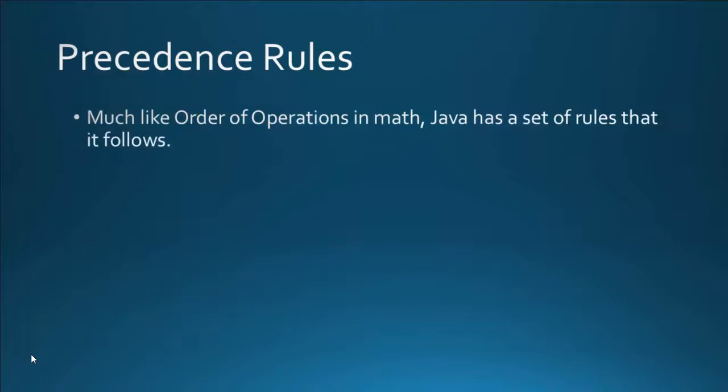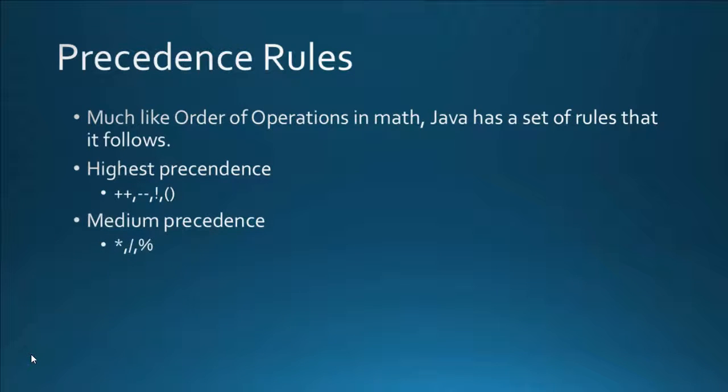Precedence rules. Much like the order of operations in math, Java has a set of rules that it follows. The highest precedence is the plus plus or increment operator, minus minus, which is the decrement operator, and the exclamation point, which you could say is factorial, but it also means not, as we'll see later. Parentheses come next. Medium precedence is the next tier down: multiplication, division, and the modulus operator. And lowest precedence is simply addition or subtraction.